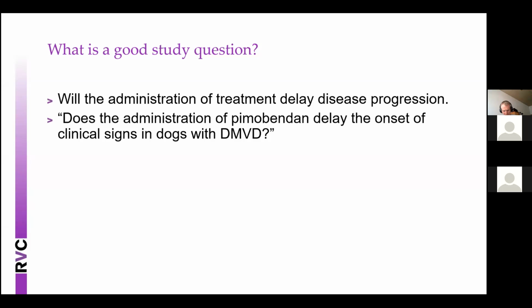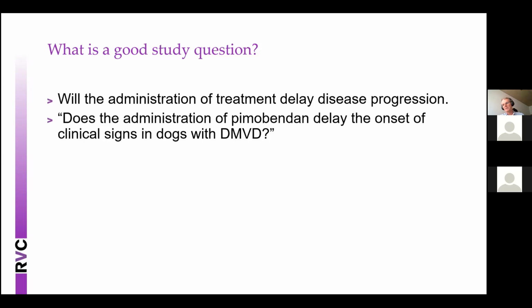Now, we started out with a question: will the administration of treatment delay disease progression, and particularly will it delay dogs going into congestive heart failure? The treatment that we wanted to evaluate was a drug called pimobendan, because that was known to be effective in later stages of the disease, and there was rationale to believe that it might be effective in stage B2.